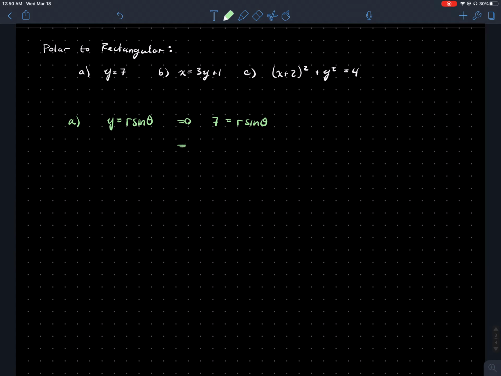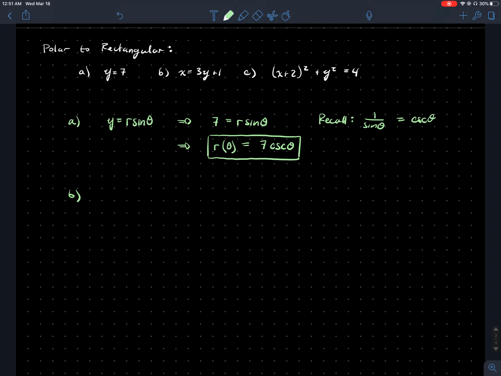Now, this means if we want r as a function of theta, so r is our output and theta is our input, we just need to divide by sine of theta onto both sides, and recall that 1 over sine of theta is cosecant of theta, just using a reciprocal identity. So this is 7 times cosecant of theta. So y equaling 7 is equivalent to 7 times cosecant of theta. Okay, and that's it for part A.